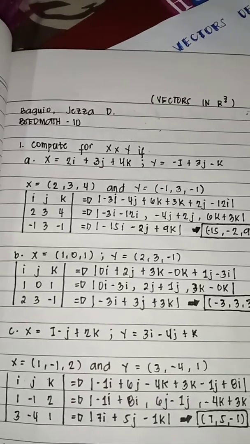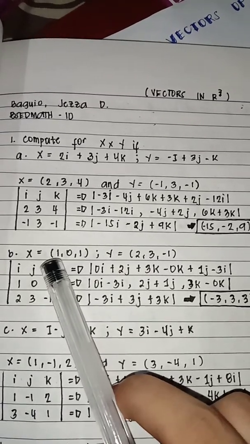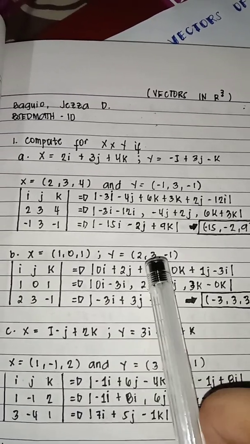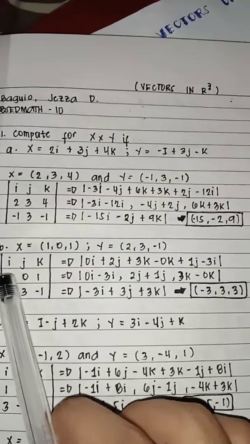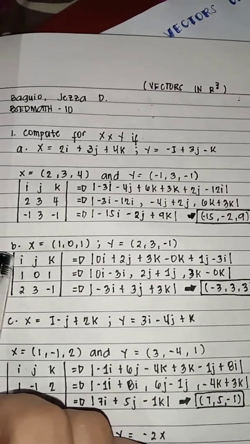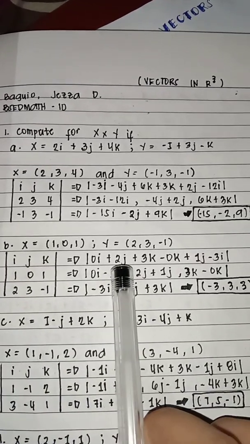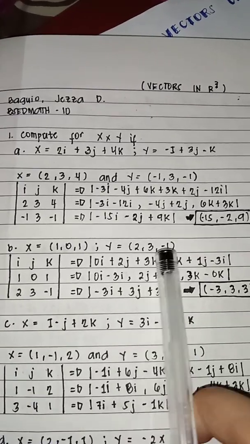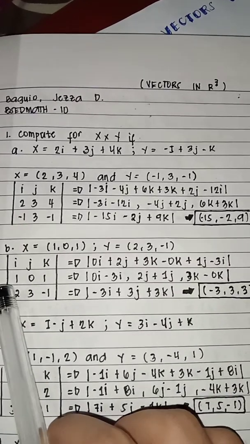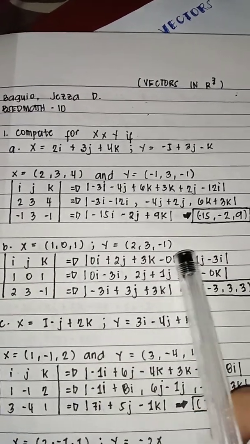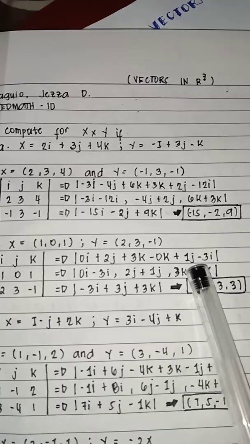So let's proceed to letter B. Our x is 1, 0, 1. Our y is 2, 3, negative 1. So to compute x cross y, we use the determinants as follows. i times 0 times negative 1 is equals to 0i. j times 1 times 2 is equals to 2j. k times 3 times 1 is equals to 3k. 2 times 0 times k is equals to negative 0k. 1 times j times negative 1 is equals to positive 1j. i times 1 times 3 is equals to negative 3i.